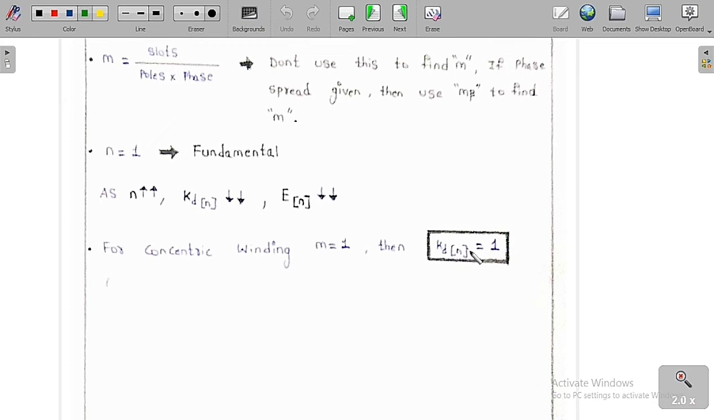Short pitch and also the concentric winding is preferred in the case of the alternator. Short pitch and also the distributed winding is preferred to get the pure sinusoidal output voltage in an alternator.